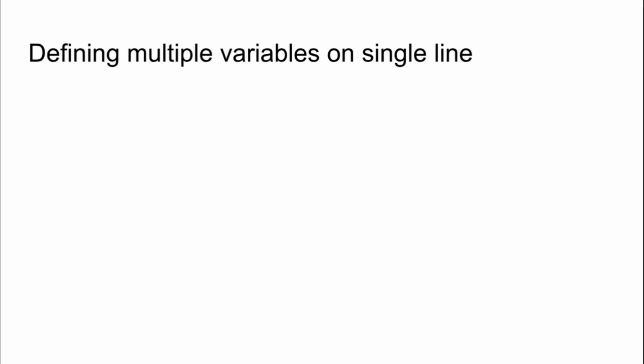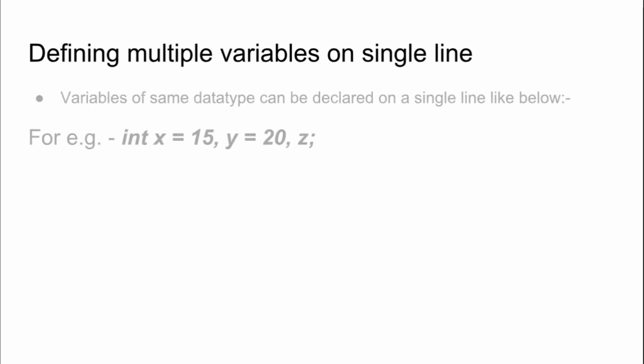And the last point is we can declare multiple variables on a single line if they are of the same data type. So in the example, we declare 3 variables, namely x, y, and z, which are of type int, and 2 of them are initialized to some values. We separate each variable by commas.